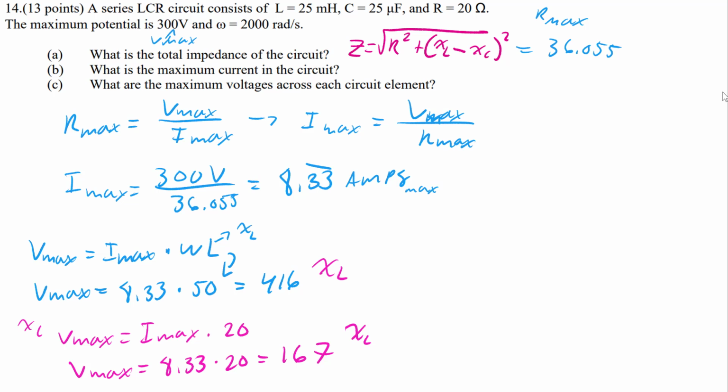And then finally, for the resistance, we can just use Ohm's law, which says that R is equal to V over I. Solving for V, we can say that R times I is equal to V. And so V max is equal to I max, which is 8.33, multiplied by 20 ohms. And the V max is just equal to 167. And so that's how you do that problem.